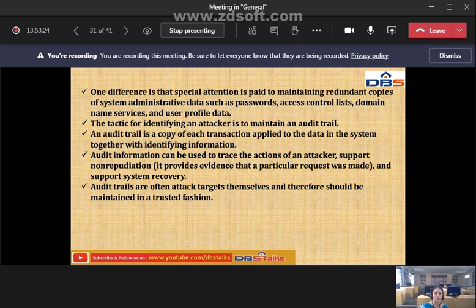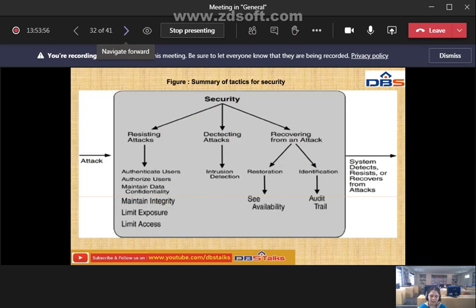of an attacker. So, what is the use of this auditing information? It will trace the particular actions of an attacker, where he moves and so on. It supports non-repudiation and supports system recovery. Audit trails are often attack targets themselves and therefore should be maintained in a trusted fashion. That is the main thing in how we can save ourselves from attackers. This is the summary diagram of security.